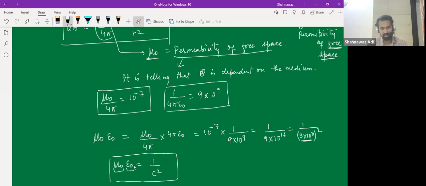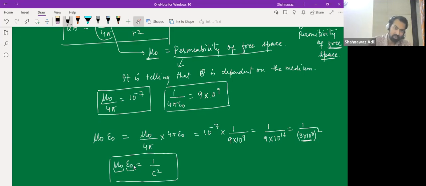Electromagnetic behavior. And c square is what? Light. So that is how we can say that light shows electromagnetic behavior, right? That is how we can explain that light is an electromagnetic wave. We will understand these electromagnetic waves in more detail in the last chapter, EM waves.